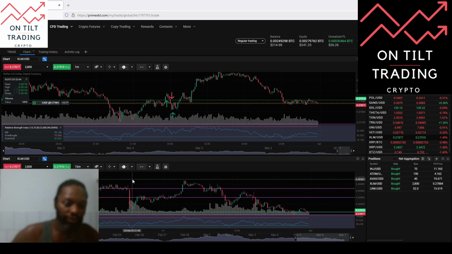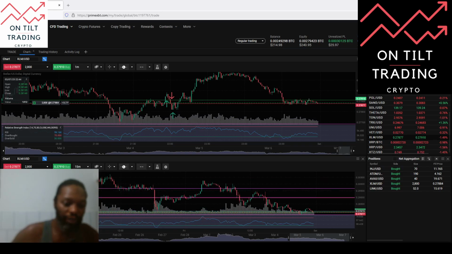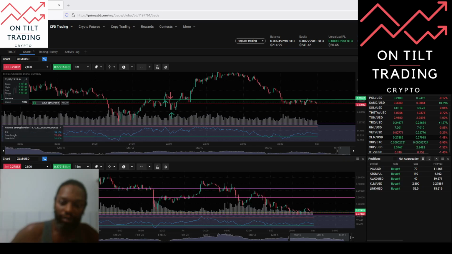We'll come down to the 15-minute chart for some perspective, and you can see my profit target is up here. Is this R3? This is for the traverse, but we'll see what happens.